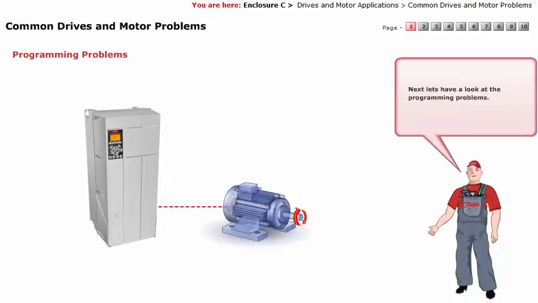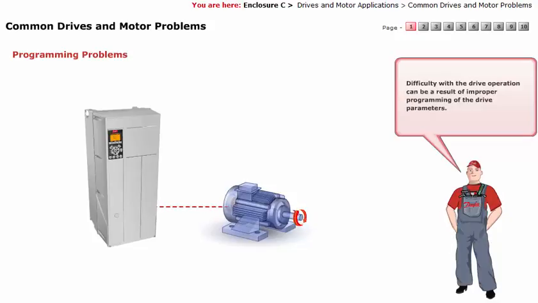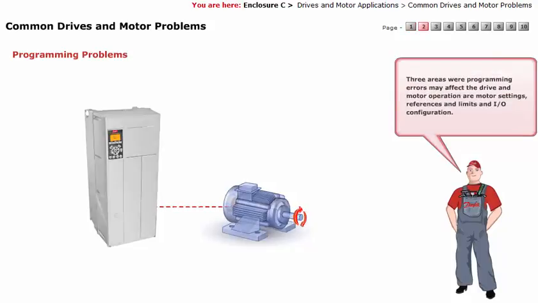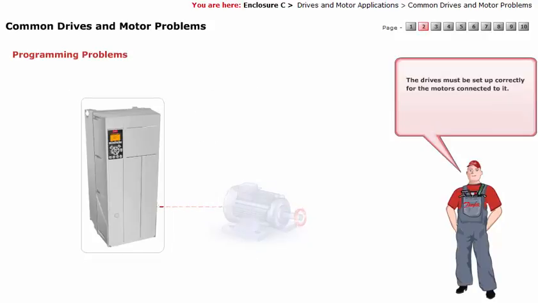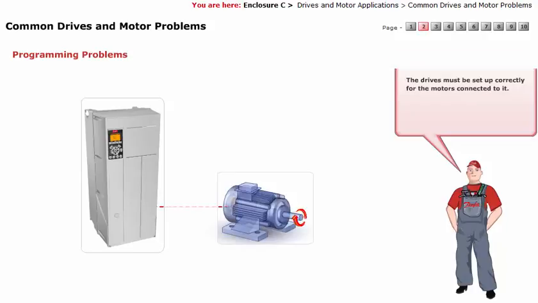Next, let's have a look at the programming problems. Difficulty with the drive operation can be a result of improper programming of the drive parameters. Three areas where programming errors may affect the drive and motor operation are motor settings, references and limits, and input-output configuration. The drives must be set up correctly for the motors connected to it.